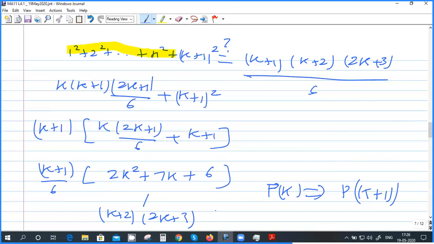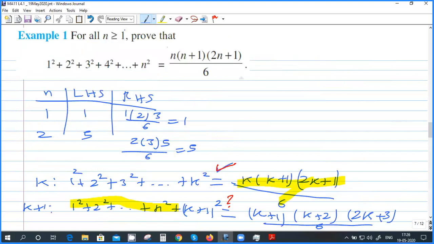So we have proved p of 1. P of 1 is true. And we have proved p of k implies p of k plus 1. So p of 1 is true, that implies p of 2 is true, p of 3 is true, and so on. So this is true for all n. And the problem has given us n greater than or equal to 1, and we have checked for 1, so it is true for all values greater than or equal to 1. Clear? Yes, sir.